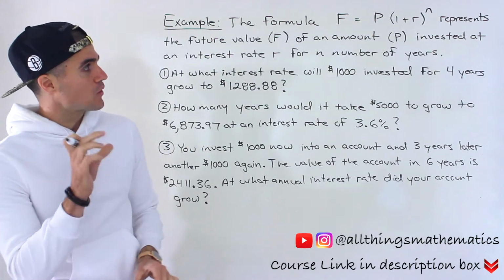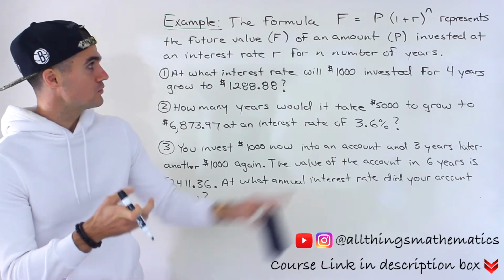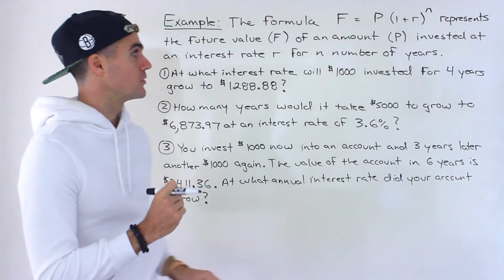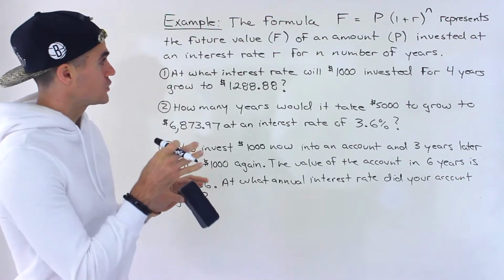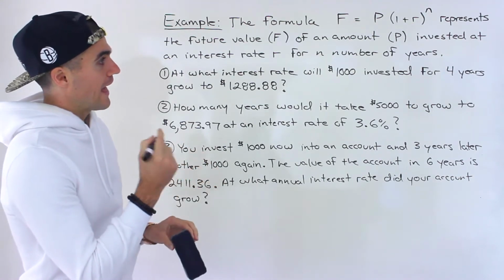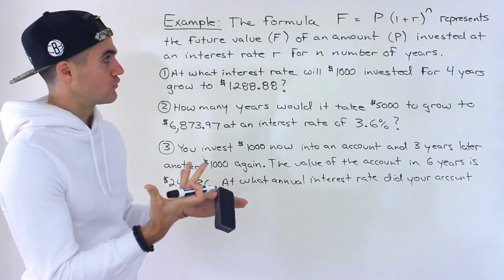In this next video we are told that the formula F equals P times (1 plus R) to the power of n represents the future value, represented by this F variable, of an amount P that is invested at an interest rate R for n years. This is basically the time value formula for a cash flow.